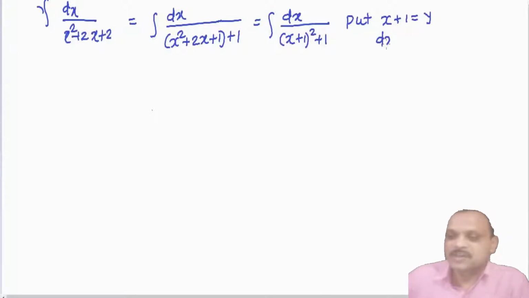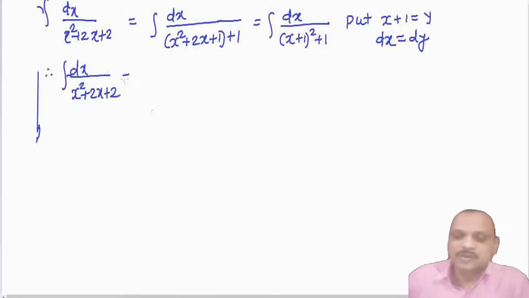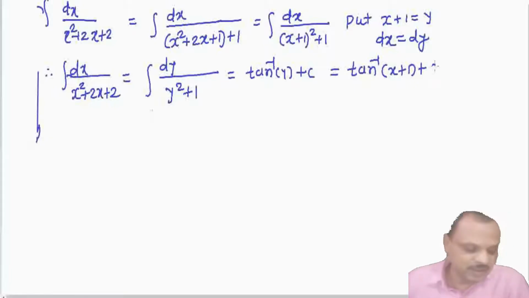This gives us dx equal to dy. So this integration dx divided by x square plus 2x plus 2 will be converted into dy, as dx equal to dy, and x plus 1 whole square plus 1 is y square plus 1, and we know that this is tan inverse of y plus integrating constant c. Now substituting the value of y, we get tan inverse of x plus 1 plus c, integrating constant c.